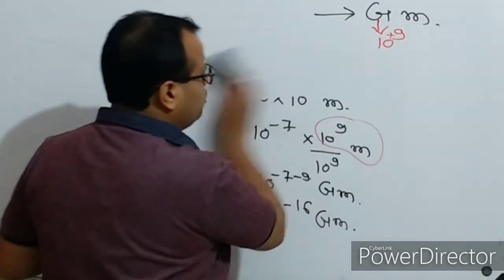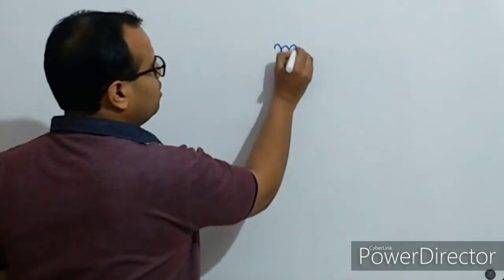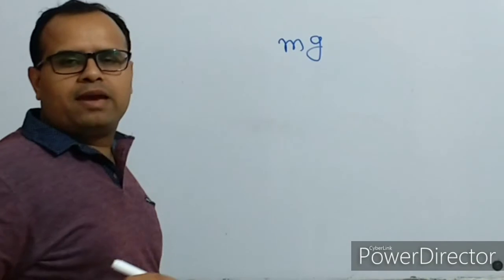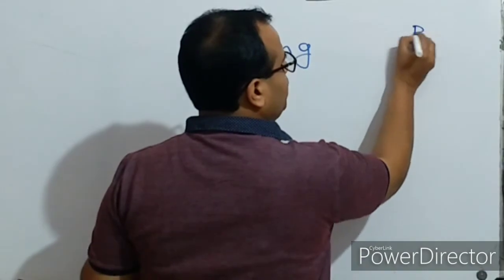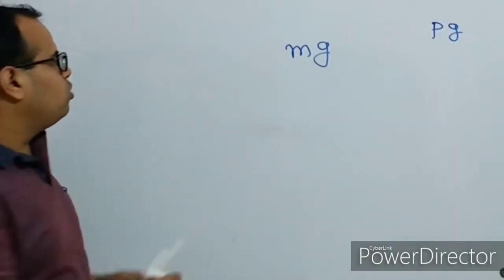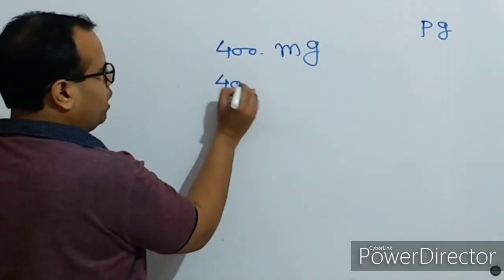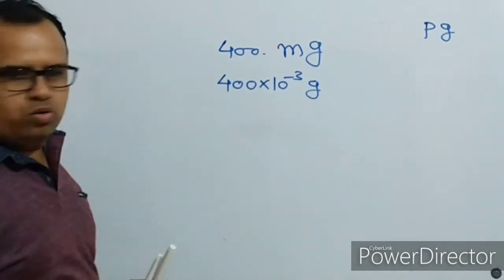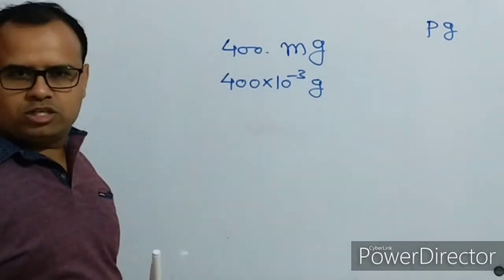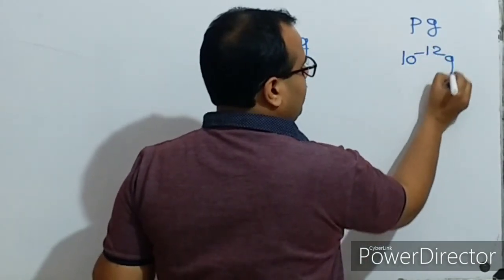Okay, any random question you can take. Say you have to take milligram, and you have to convert milligram into say picogram. Now, if you have to convert milligram into picogram and say it is 400 milligram, so you can write 400 into 10 raised to the power minus 3 gram. Milli is 10 raised to the power minus 3. Now pico stands for 10 raised to the power minus 12 gram.